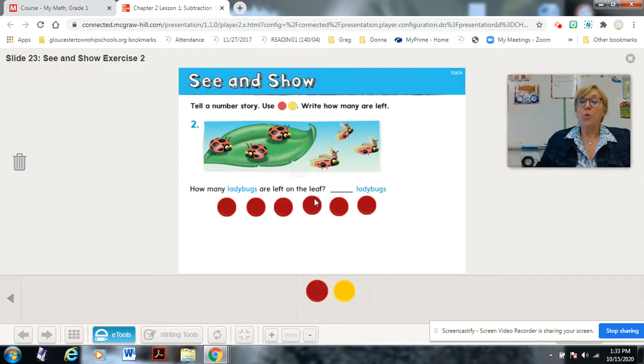Okay, so 3 of them, and you can even do this, you could lay your counters on the 3 that go away, right? 3 of them flew off. How many ladybugs are left on the leaf? Well, now you can either count your counters or the ladybugs on the leaf. So count.